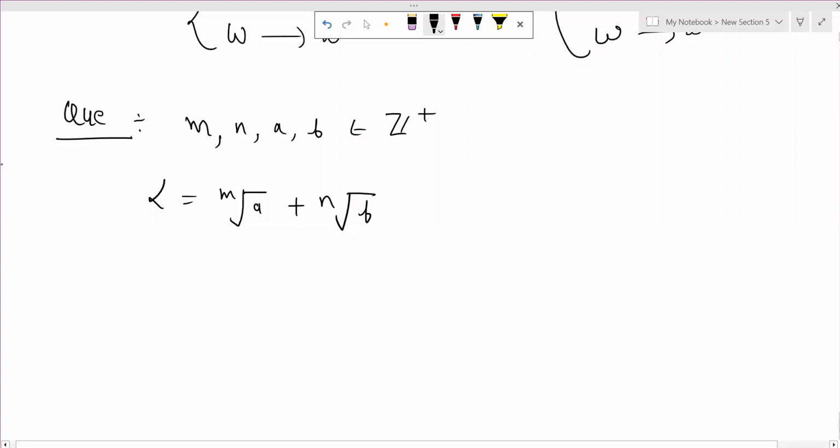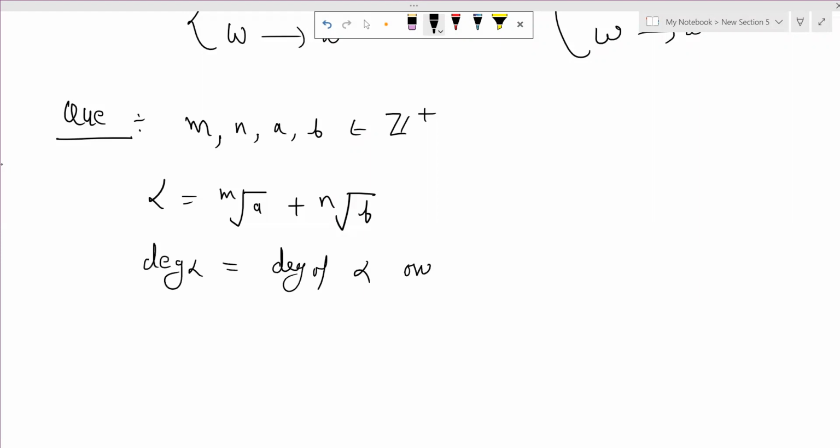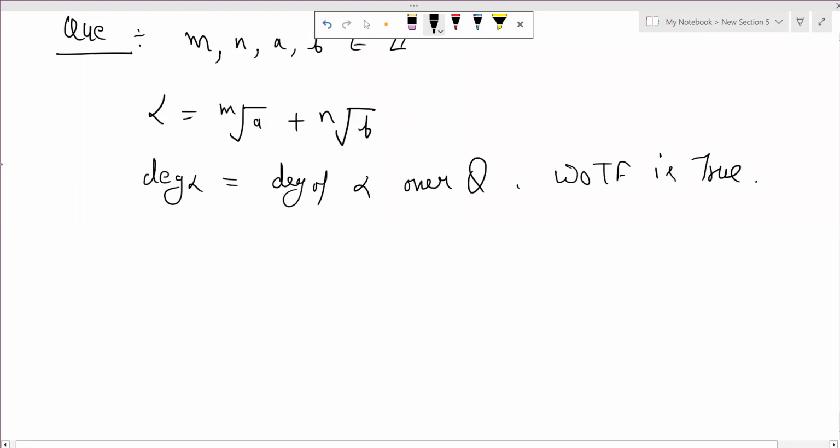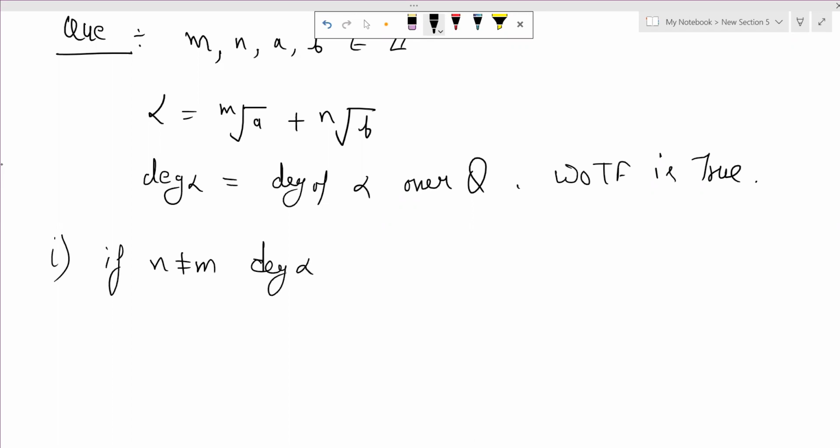Let degree alpha denote the degree of alpha over the field of rational numbers, that is, degree of alpha over Q. Which of the following are true? The first part is saying that if n does not equal m, then degree alpha is mn always. If n does not equal m, degree alpha is equal to mn always.